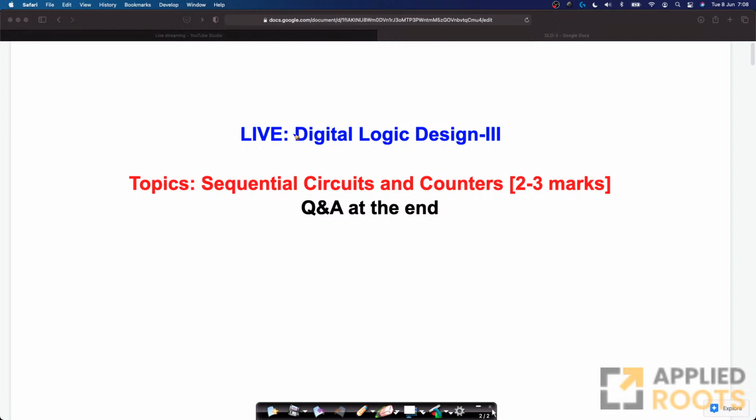As of today's schedule, it is digital logic design, the last part. And the topics that we have are sequential circuits and counters. Typically, you'll encounter 2 to 3 marks, depending on the year. And we'll solve some interesting questions from sequential circuits and counters. This topic, in relative terms, as compared to combinational circuits and Karnaugh maps and minimization, is slightly tricky, but it's not hard. We will see that when we solve these problems. Let's focus on solving these problems today.